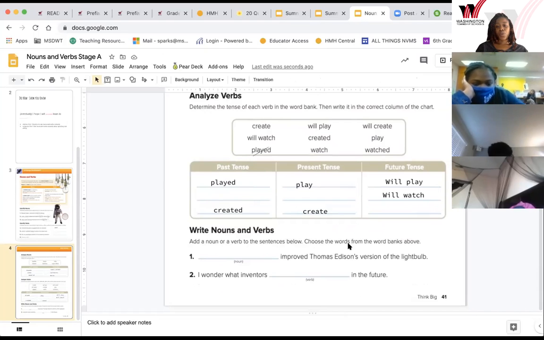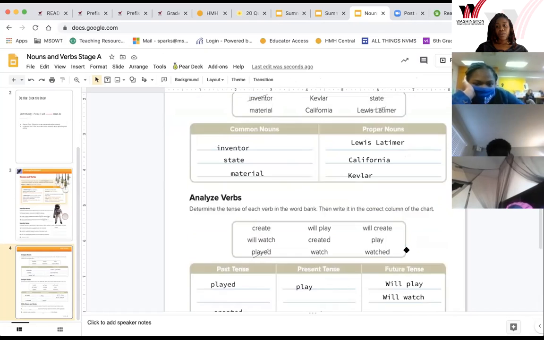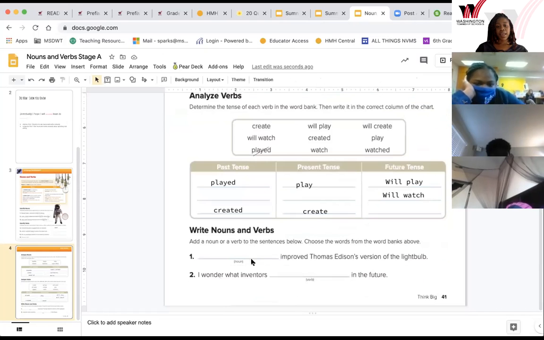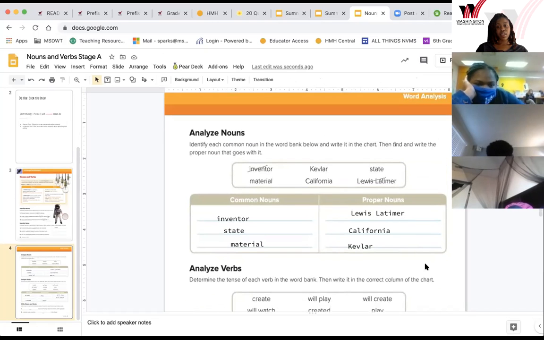All right, so the last thing here is add a noun or a verb to the sentences below. Choose the words from the word bank above. So we will need a noun here. We've already said that these are our proper nouns, so we're going to add a proper noun. Which proper noun do you think will go best with this one? Blank improved Thomas Edison's version of the light bulb. Can you guys make an educated guess?